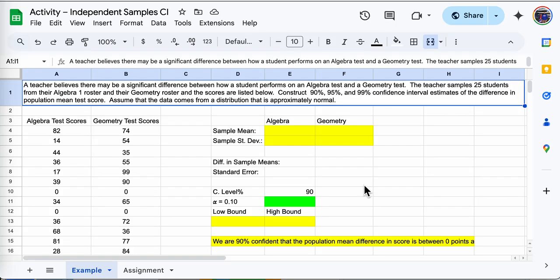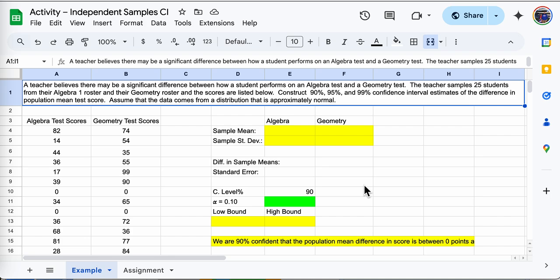So just an overview of activity, independent samples, confidence intervals, CI. A teacher believes there may be a significant difference between how a student performs on an algebra test and a geometry test. Right, so those are two samples that are independent of one another, or at least we suspect they might be because they're two different subject areas within mathematics.